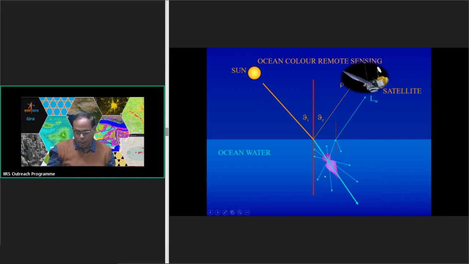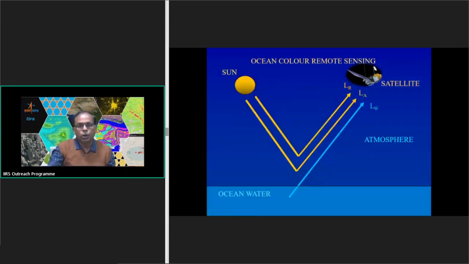So the atmospheric correction part will be helpful for retrieving the water leaving radiance from the total radiance received by the satellite sensor. Apart from the LW, the satellite sensor also records the scattered radiance that is coming out from the atmosphere, which is known as LR and LA. LR is related to the Rayleigh component. LA is related to the aerosol scattered component.